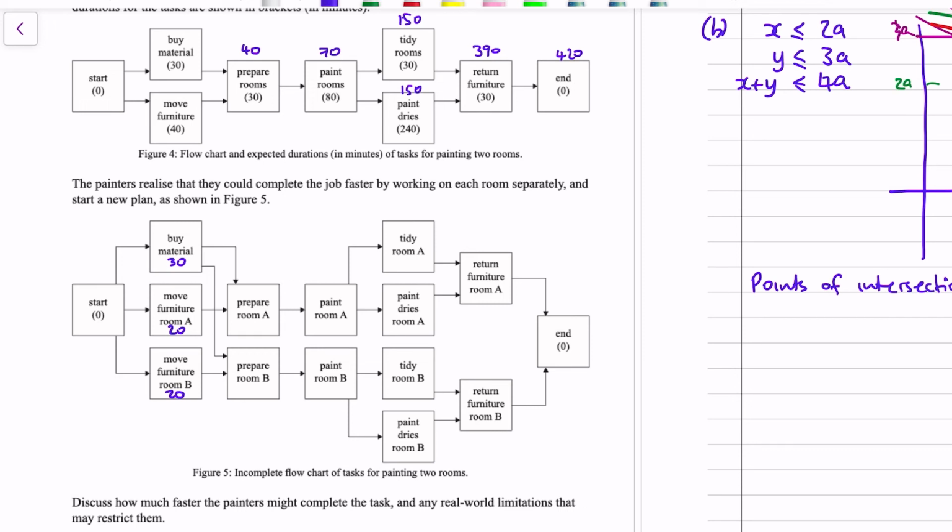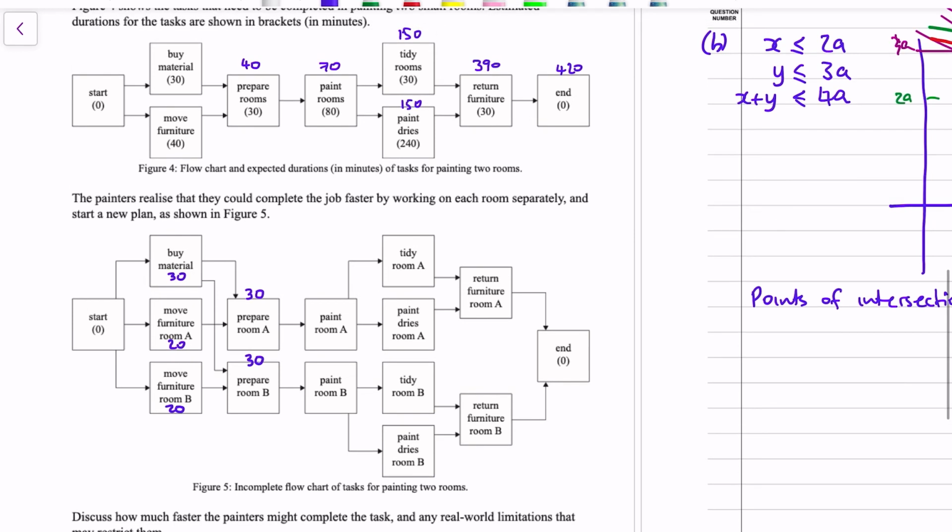And what that would mean is that room A could start preparation as soon as the materials have been bought, so it could start at 30. And room B could also start as early as 30, because we don't have to wait for the other furniture to be moved. The painting of room A could therefore start as soon as room A has been prepared, and the rooms take 30 minutes to prepare earlier.